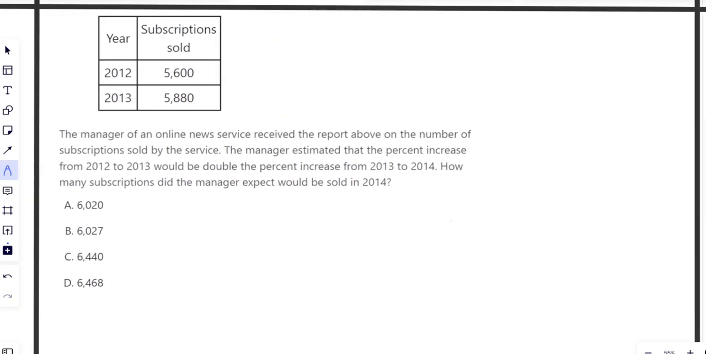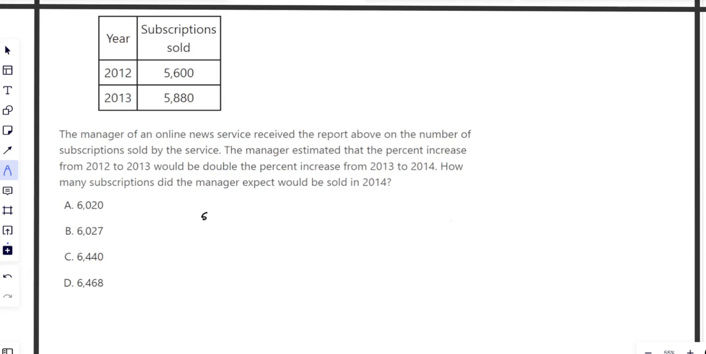Next one here. The manager of an online news service received the report above on the number of subscriptions sold by the service. The manager estimated that the percent increase from 2012 to 2013 would double the percent increase from 2013 to 2014. How many subscriptions did the manager expect would be sold in 2014?